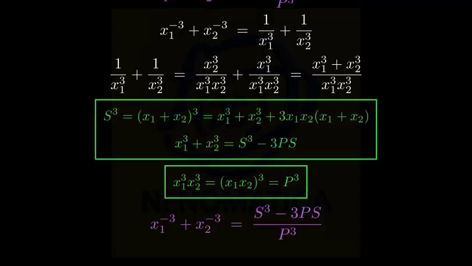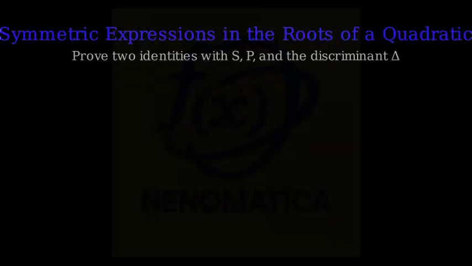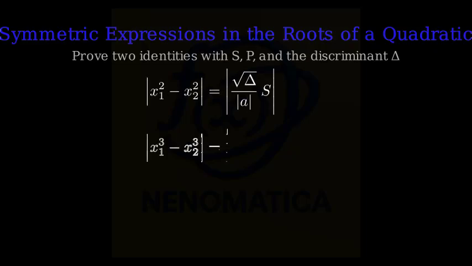A quick intuition. Notice that only the symmetric combinations s and p appear. Symmetric expressions in the roots of a quadratic. We will prove two identities step by step using clean algebra and Vieta relations. Here is what we want to show.